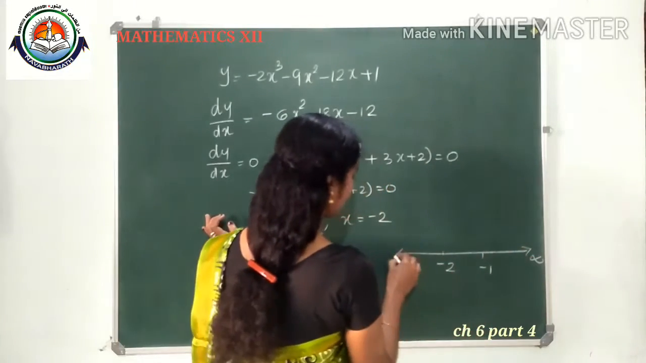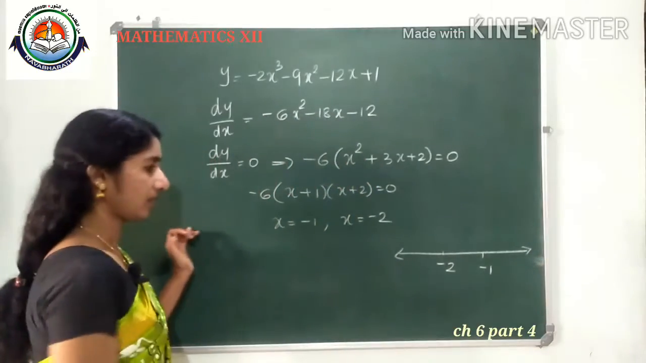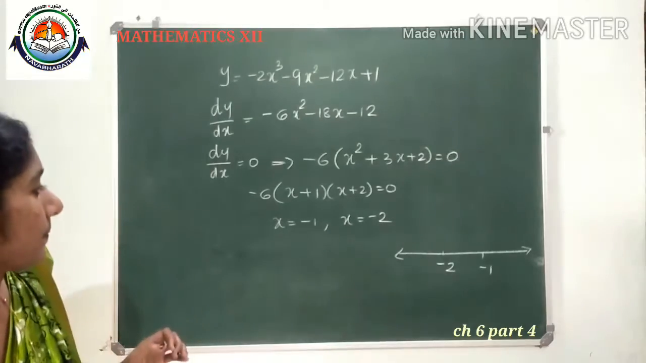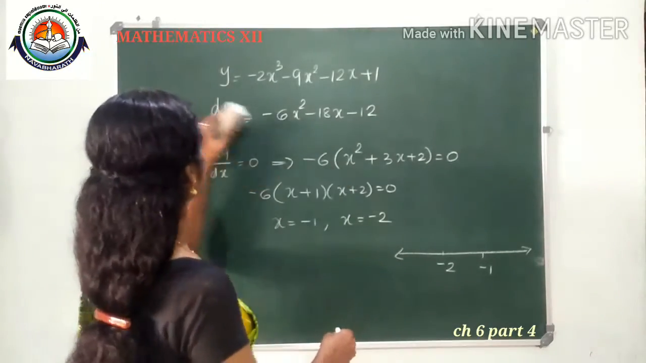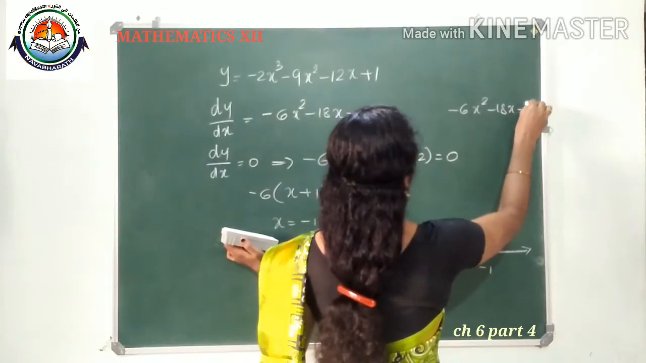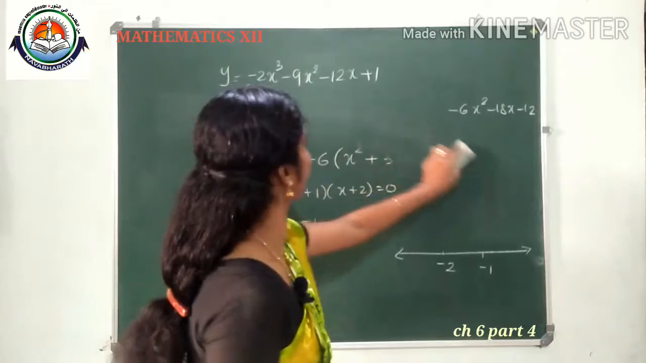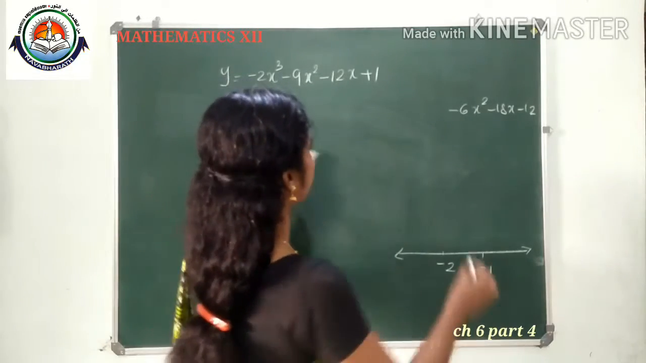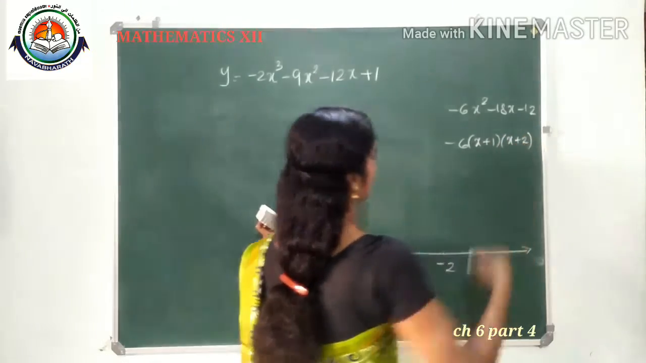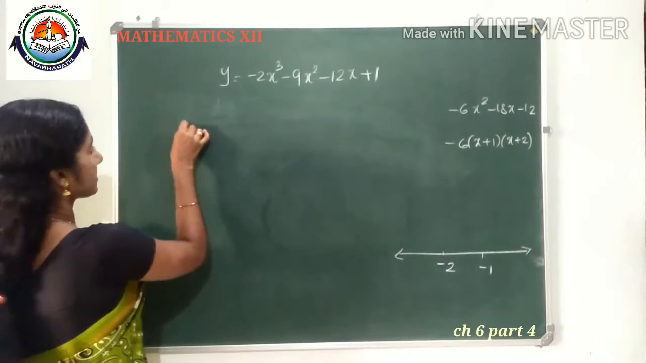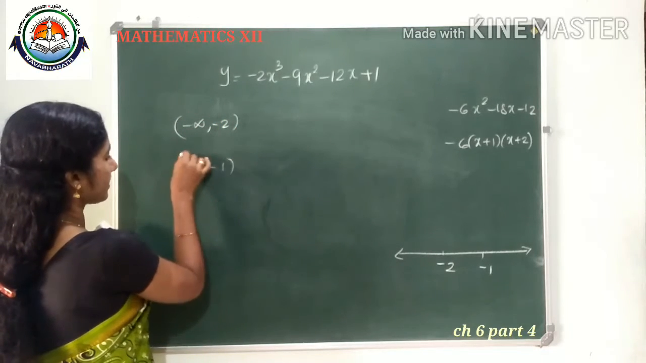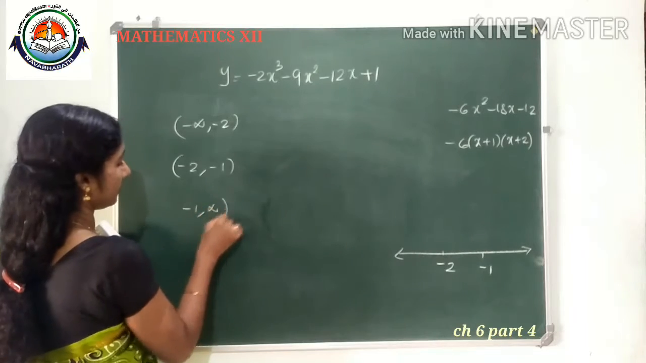So from minus infinity up to infinity, we have 3 intervals. I am just writing this dy by dx here: minus 6x square minus 18x minus 12. And in factorized form, it's minus 6 into x plus 1 into x plus 2. We have 3 intervals: minus infinity to minus 2, minus 2 to minus 1, and minus 1 to infinity.